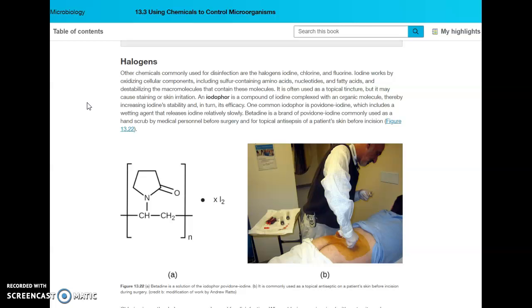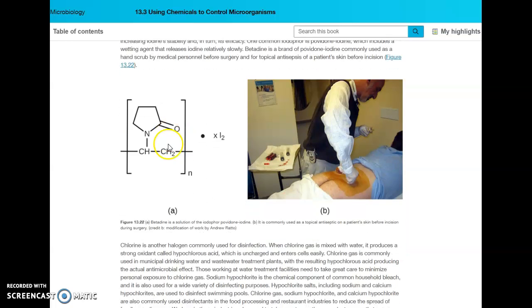One common iodophore is povidone iodine, which is commonly called Betadine. That's the brand name. And so you see this image here of Betadine being spread on an individual's lower back here. So we use Betadine in surgery because it can clean off the skin, and it's safe to clean off the skin. It produces very few reactions.